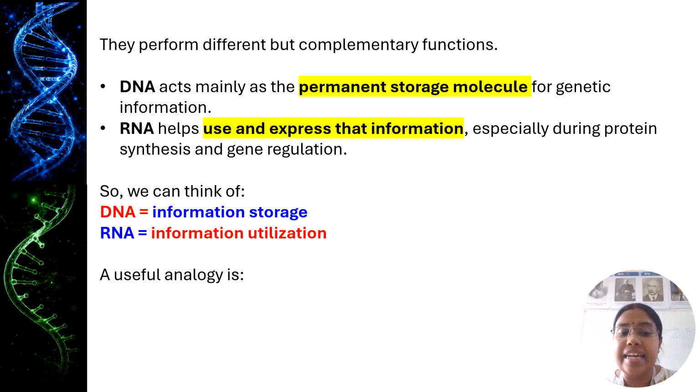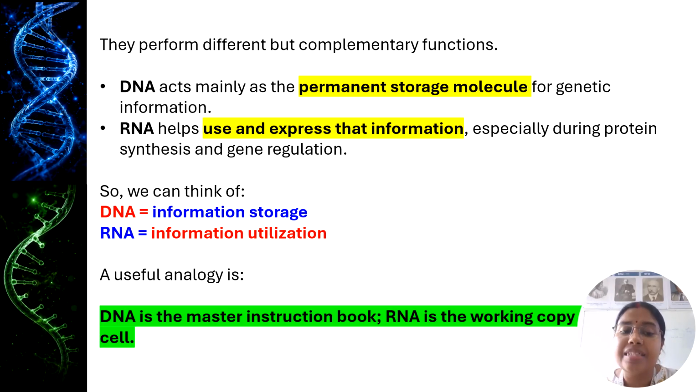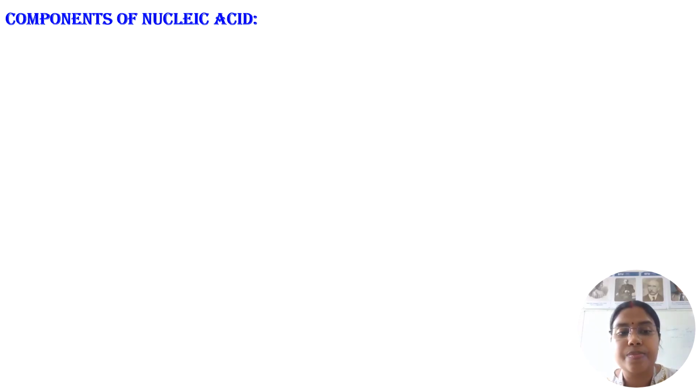Actually, DNA and RNA both are very important for our body. We cannot exist with one only. The DNA acts as that permanent storage molecule of the genetic information, whereas RNA helps us to use that genetic information for protein synthesis and gene regulation. Actually, the DNA and RNA, they act as complementary. DNA is the information storage. RNA is the information utilization. DNA is a book. RNA is a working copy of that book.